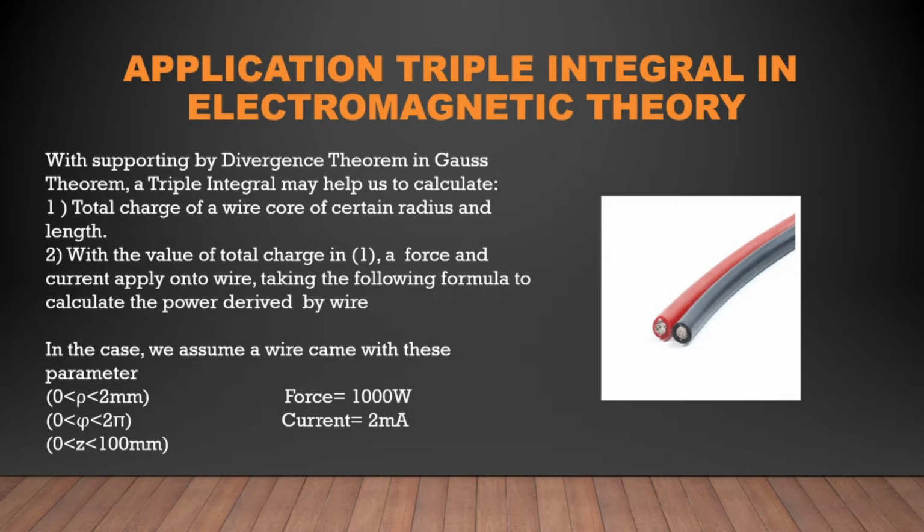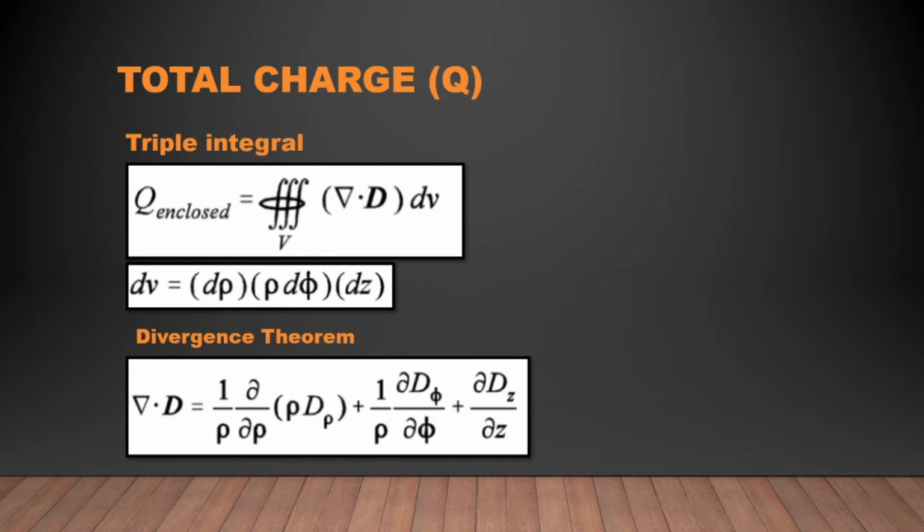For this case, we will assume the wire has these parameters. Rho will be between 0 and 2 mm, phi will be 0 to 2 pi, z will be 0 to 100 mm, the force will be 1000 watts, and the current will be 2 milliamperes. For the first question, which is calculating the total charge, we will use the triple integral and the divergence theorem as shown above.